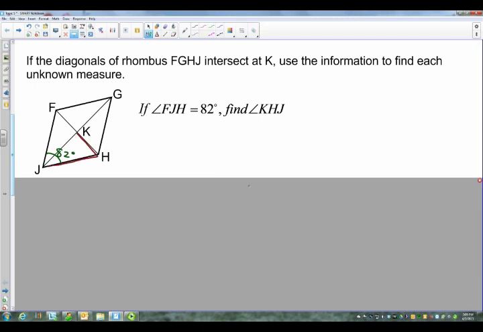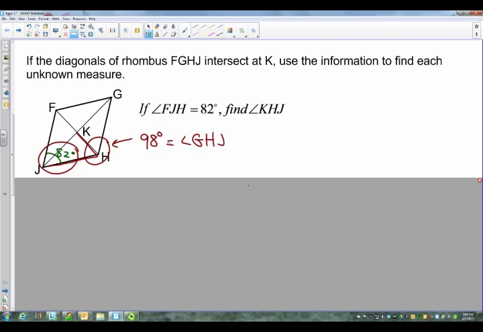Well, how can that help us? Well, it starts with the definition of a rhombus. A rhombus is a parallelogram. And if you think about what we knew about parallelograms, the consecutive angles, so think this angle and this angle, add up to what? Well, they're supplementary, so they add up to 180. So if this is 82, that means that this larger angle right here has to be 98 degrees. Now that's the large angle. That is GHJ. So this is angle GHJ.